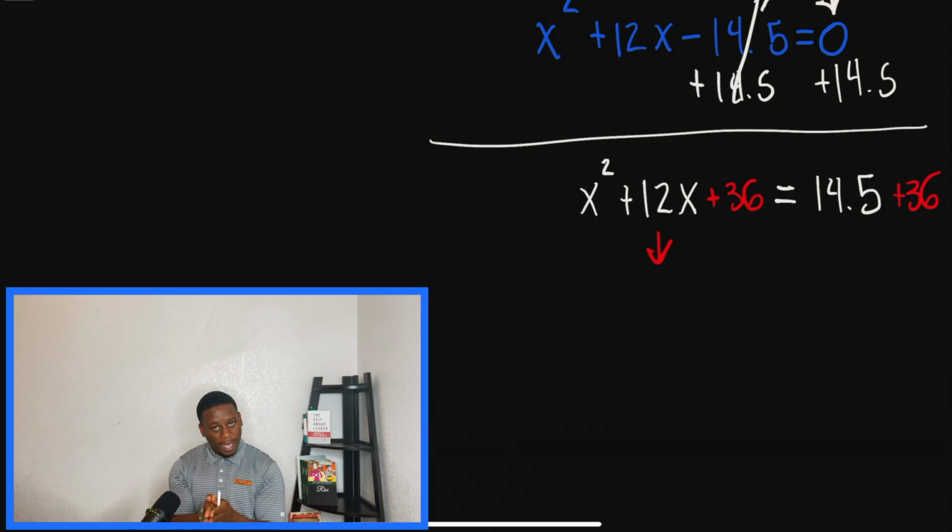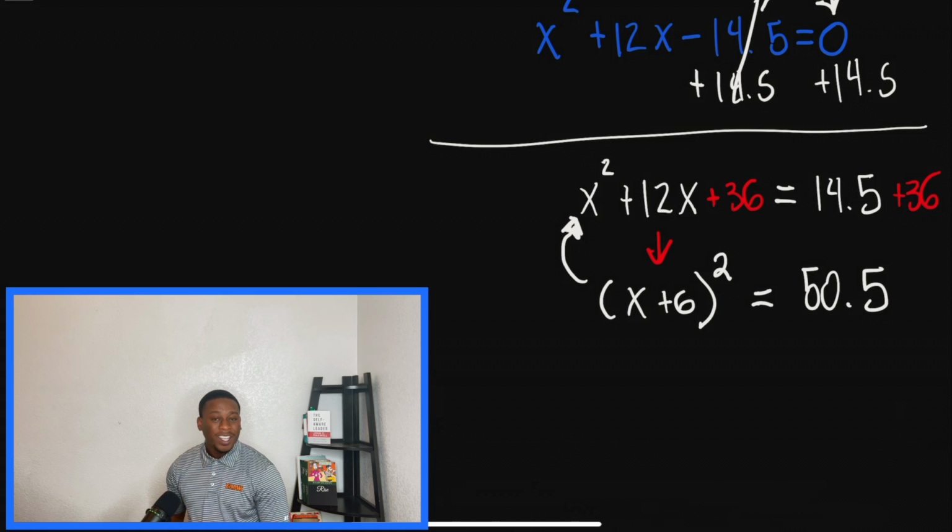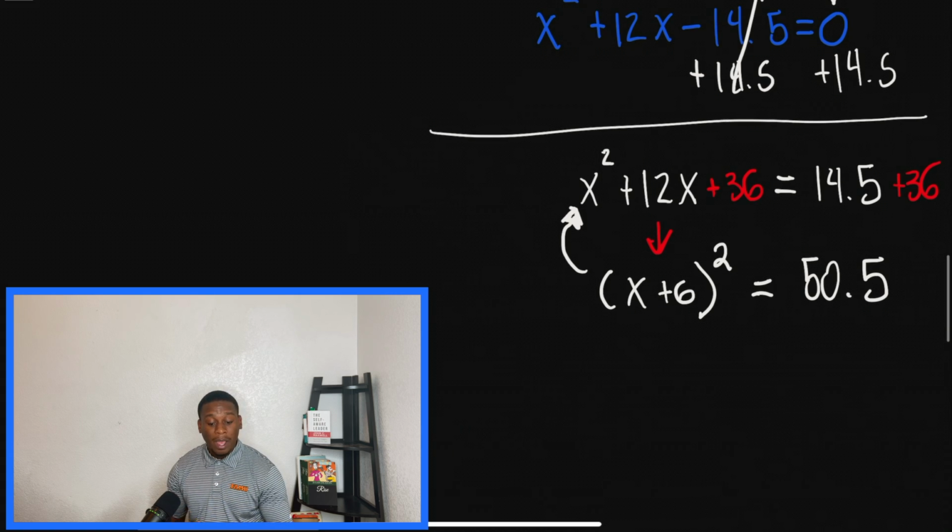And once we do this, we're going to break down that perfect square trinomial into its binomial. So now we divide the middle term 12x by 2 and we get x plus 6. So x plus 6 to the second power is going to give me this trinomial, all right? And on the other side, it's going to be equal to 50.5. So now if you guys are following along, you're saying, okay, Mr. Peters, I understand. I see how we got that answer.